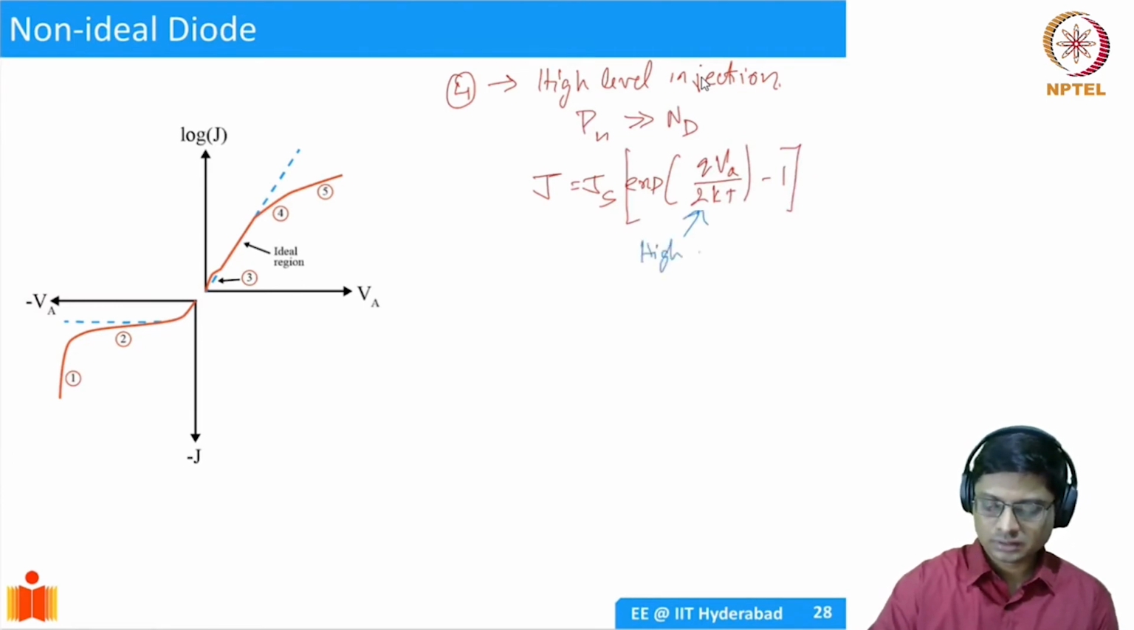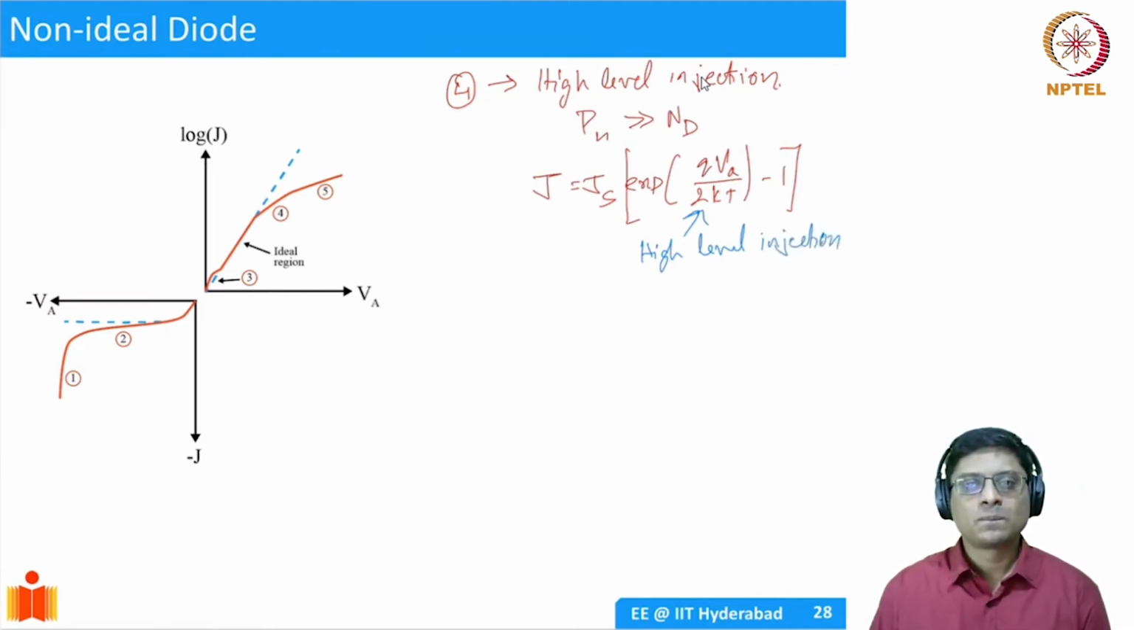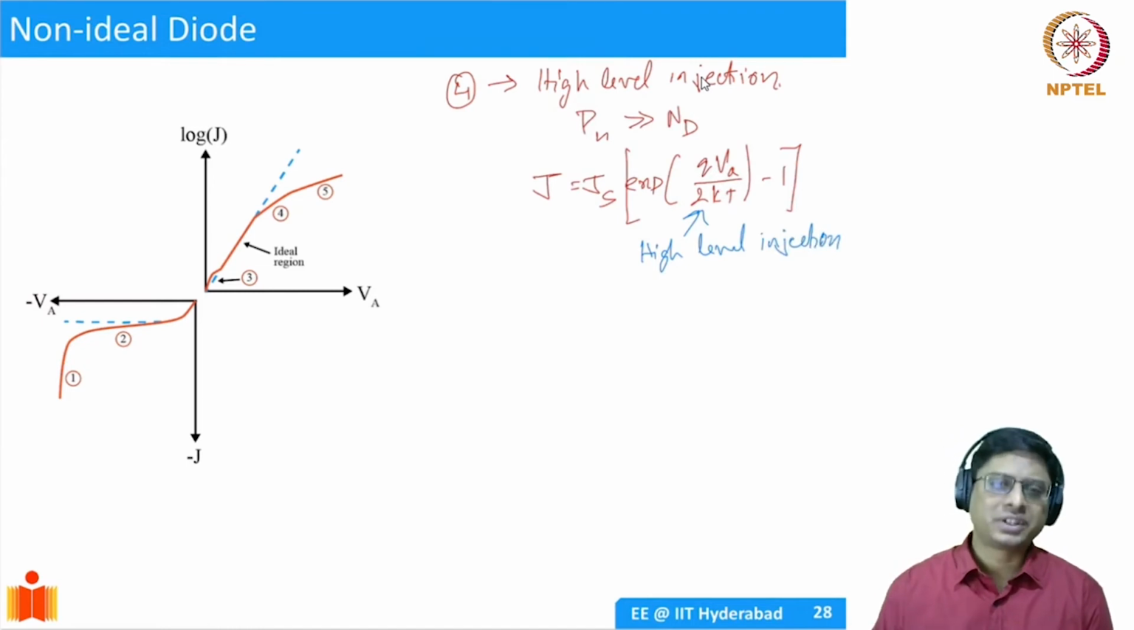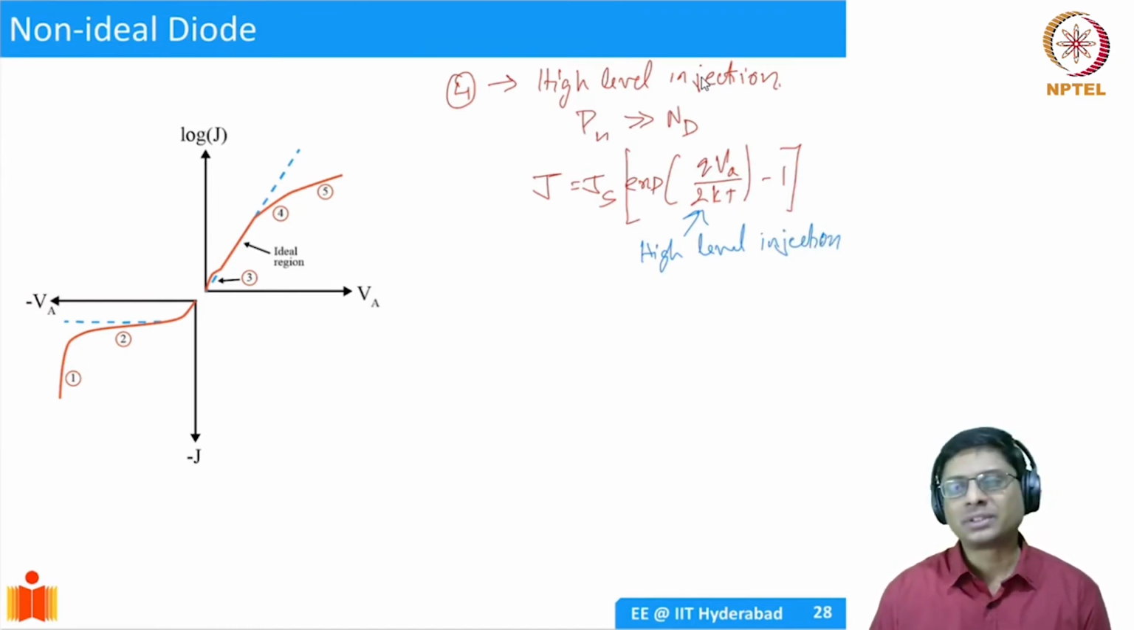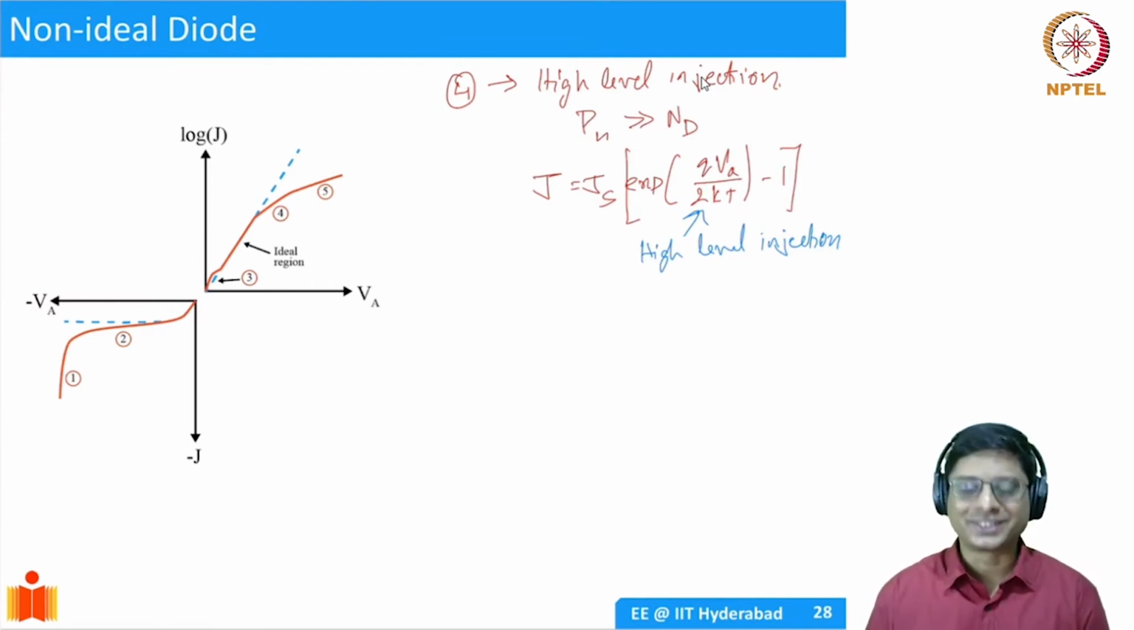High-level injection. It's only applicable at very high gate voltages. In the normal gate voltages, you don't need to worry about it, but at high gate voltages, you have to take it into account. We are not proving it, and we are not even trying to show you why that is. We just say that this is what it is. Otherwise, we'll have to go into all sorts of complications.